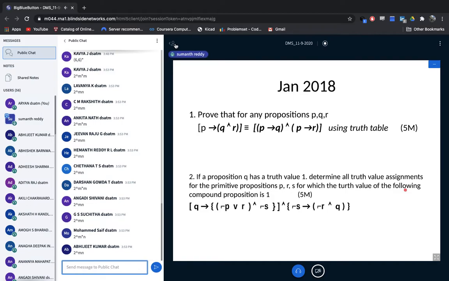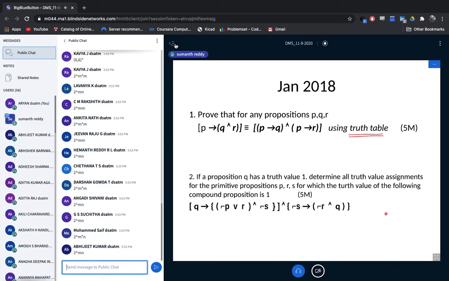Okay, so this is the 2018 question paper. Prove that for any propositions P, Q, R, this is logically equivalent to this using the truth table. Since he has said using the truth table, you should not use laws of logic. So be careful, read the question properly in the exam.